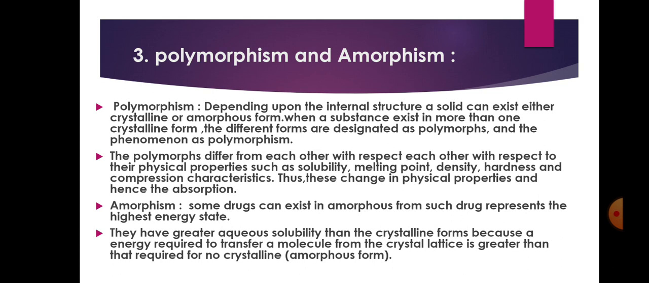When a substance exists in more than one crystalline form, the different forms are designated as polymorphs and the phenomenon as polymorphism. The polymorphs differ from each other with respect to their physical properties such as solubility, melting point, density, hardness, and compression characteristics. Thus, this changes the physical properties and hence the absorption.